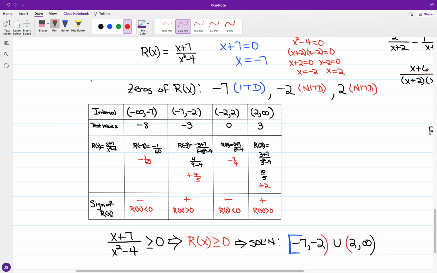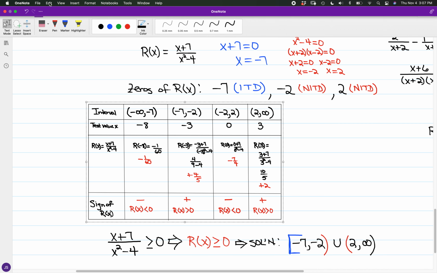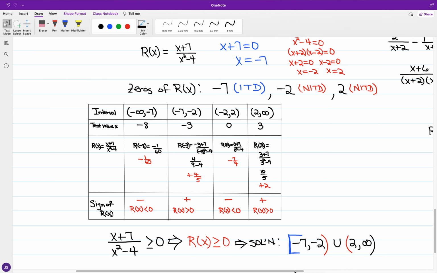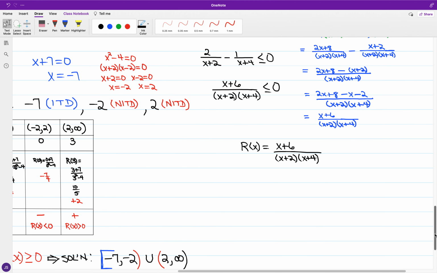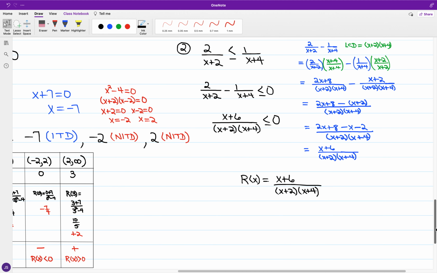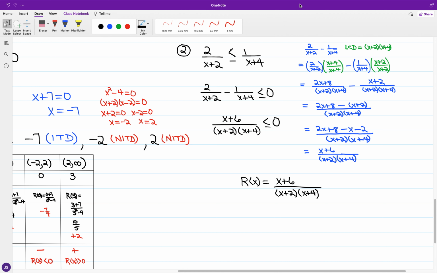Now, looking at the second inequality, this went from 2 over x plus 2 is less than or equal to 1 over x plus 4, and we had this consolidated as x plus 6 all over x plus 2 times x plus 4 is less than or equal to 0. And just so we have r of x in completely factored form.